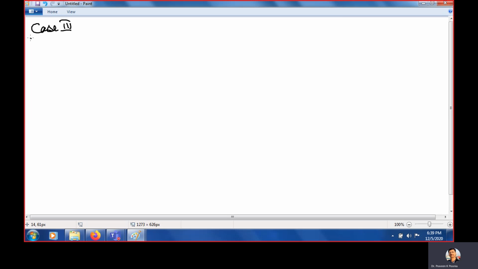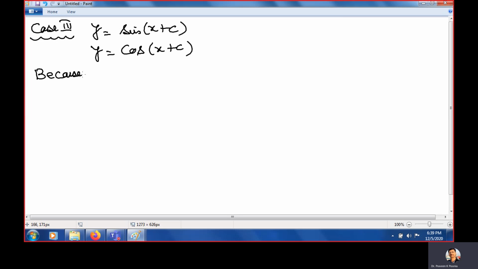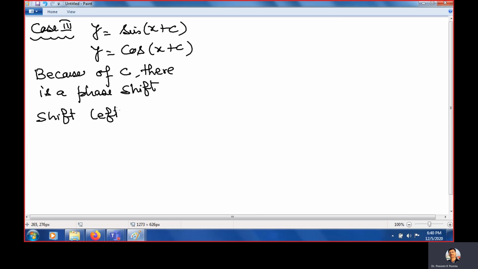Case 3. We will take y is equal to sin x plus c, maybe plus or minus, that doesn't make any difference, and cos x plus c. What is c changing? Because of c, there is a phase shift. Now the phase is shifting, meaning the starting and end points are shifting. Phase shifting means shift left or right. Either the graph will shift to the left side, the same graph, or the graph will shift to the right side. This is the case.